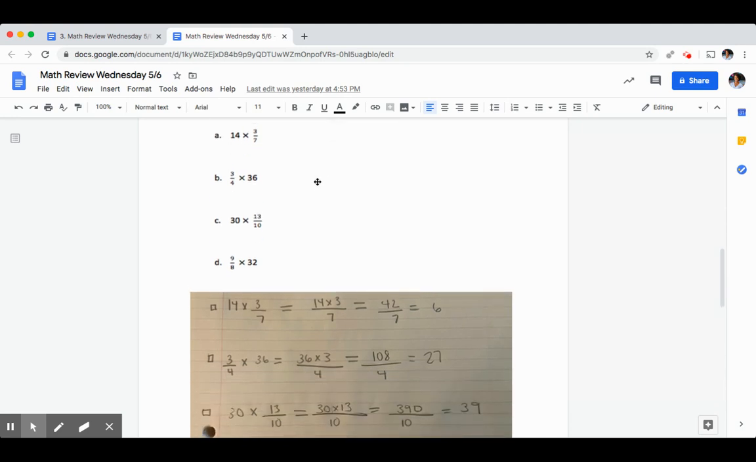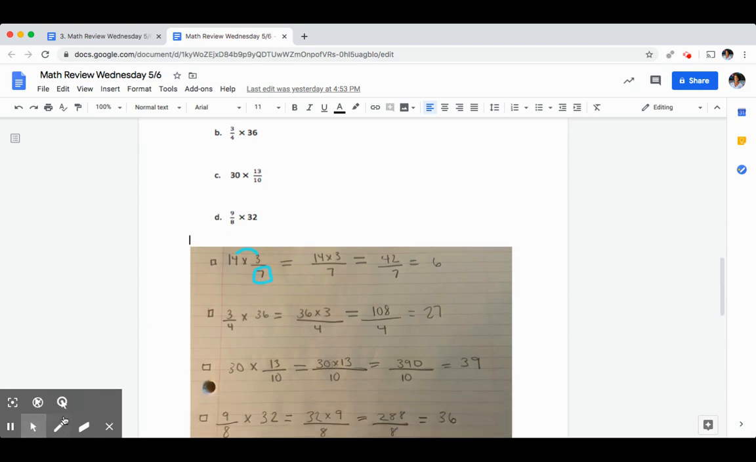So we're going to go ahead and go over A and B together. Then you're going to check your work against mine with C and D. 14 times 3/7. First, you multiply your whole number and your numerator, and you leave the denominator the same. 14 times 3 over 7. And that equals 42/7. We can simplify this using our fact power knowledge. 42 divided by 7 is equal to 6.